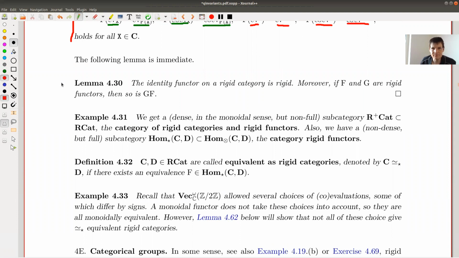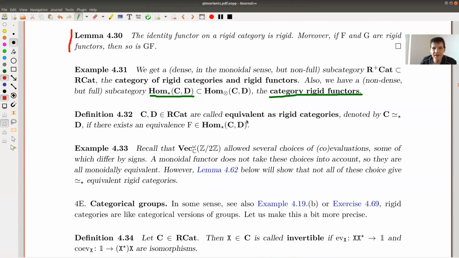And so, in the usual sense, compositions of rigid functors are rigid as usual. I mean, this is usually how it builds, right? The identity functor is rigid. So you get a category of rigid functors, which I denote by hom star in contrast to hom monoidal. And it's a subcategory of monoidal functors between rigid categories. And you really want to say that two categories are equivalent as rigid categories if there is a rigid functor between them. So you do more than just keep track of objects and duality on objects, you want to keep track of duality on morphisms as well.